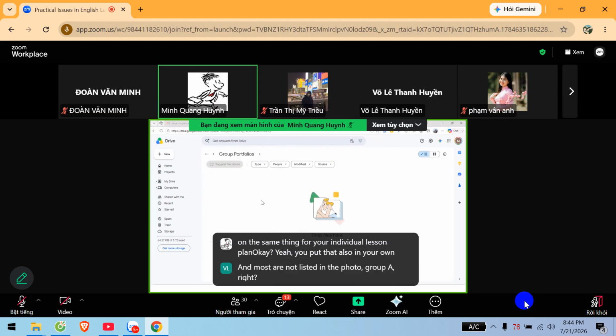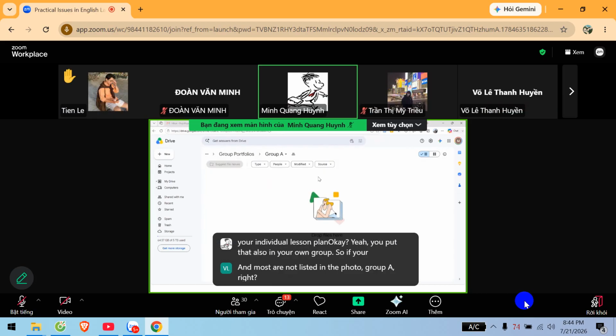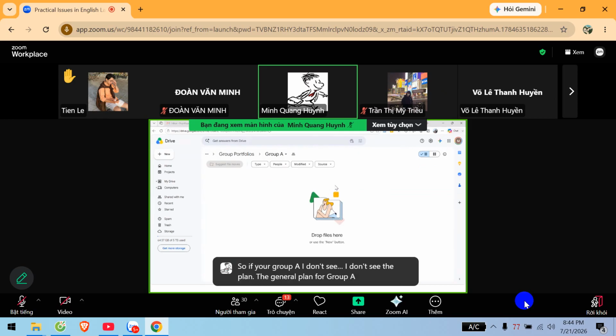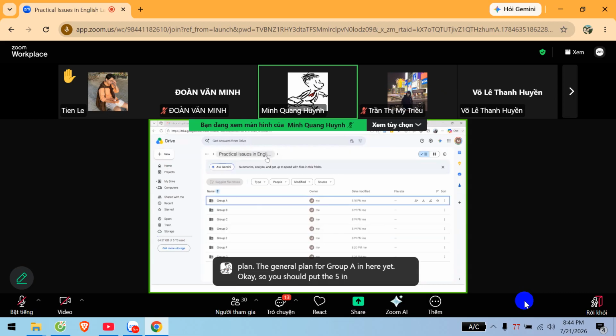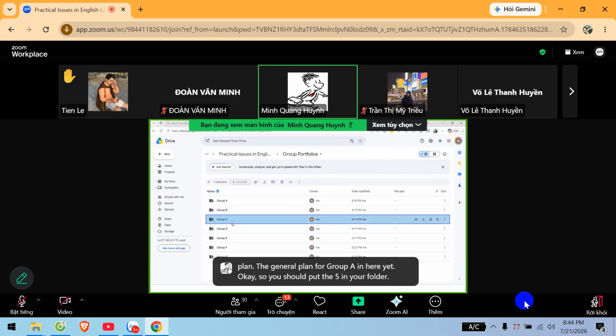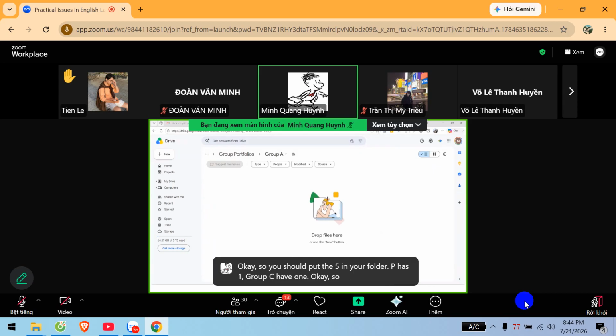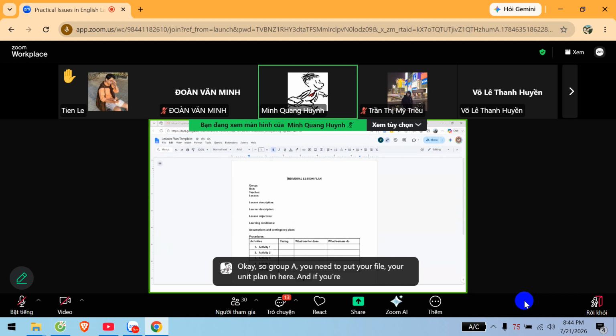So if you're group A, I don't see the unit plan for group A in here yet. So you should put the file in your folder. Group B has one, group C had one. So group A, you need to put your unit plan in here. And if you're done with the description for the unit, you can start working on your individual lesson plan as well. Describe the lesson that you are teaching, the learners, and then the learning conditions.